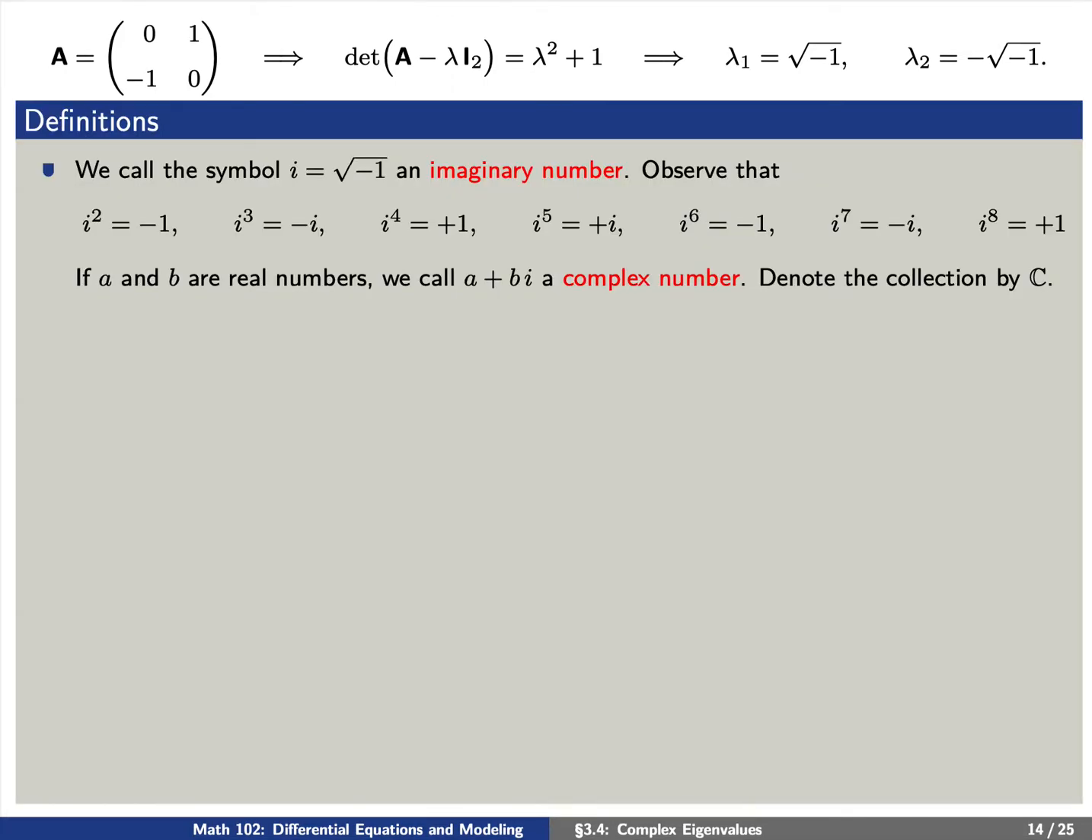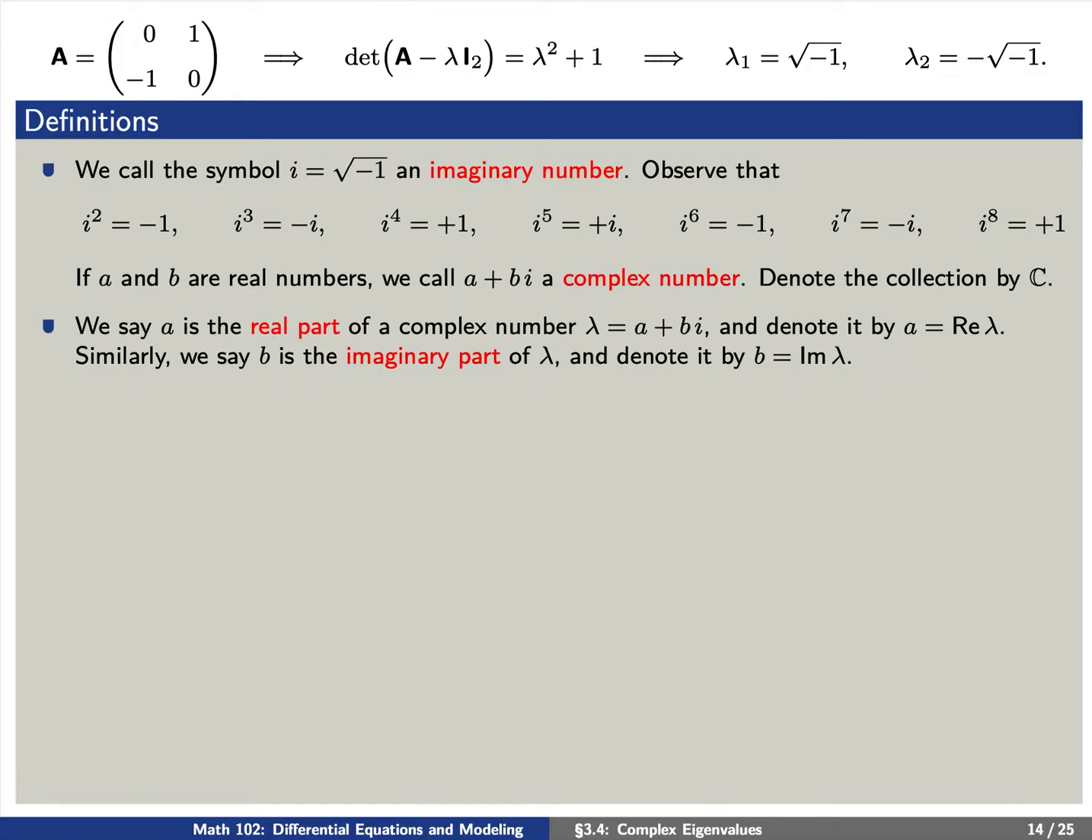We call the symbol i, namely the square root of minus 1, an imaginary number. If a and b are real numbers, we will call the symbol a plus bi a complex number. We'll denote the collection of all complex numbers by a bold letter C. We'll say that a is the real part of the complex number a plus bi, and we'll denote this by Re of lambda, where lambda is this complex number.